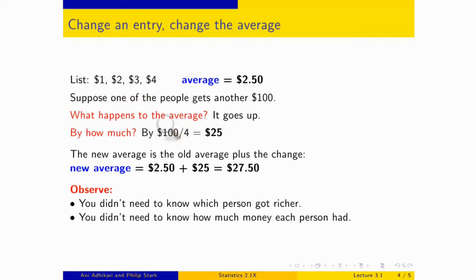What did we use? We used the change and we used the number of entries. And that gave us the change to the average. And to find the new average, we used that and the old average. But we did not actually use details of the list. And so every time you see a calculation, it'll be a great idea if you look to see what did I use, and also make a note of what did I not use. Now, once we've understood this, we can extend this to changing multiple entries in a list.